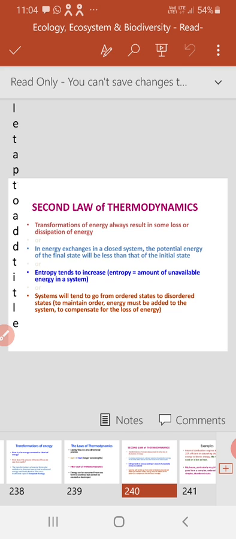It means that whenever there is a transformation of energy, it always results in some loss or dissipation of energy, and this dissipation of energy increases the entropy of the system. The entropy tends to increase in energy exchange or in a closed system. The potential energy of the final state will be less than that of the initial state, and entropy relates to disorderliness.